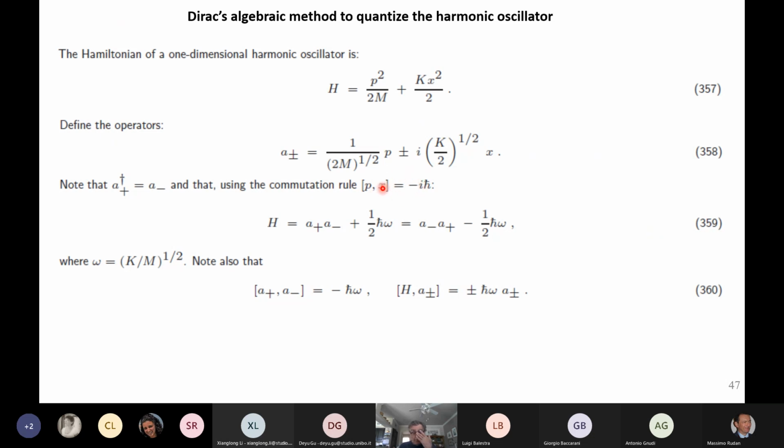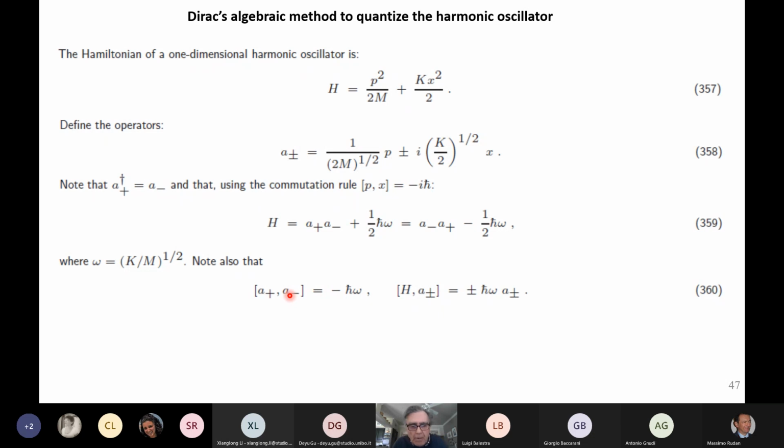canonical commutation rule for a particle in one dimension. The Hamiltonian can be written as either A plus A minus plus 1/2 h bar omega, where omega is just the square root of k over m, the usual classical frequency of the harmonic oscillator, or I can swap the plus and the minus, and I get an h bar omega with a minus sign in front, because of these commutation rules. This can be verified immediately from these expressions.